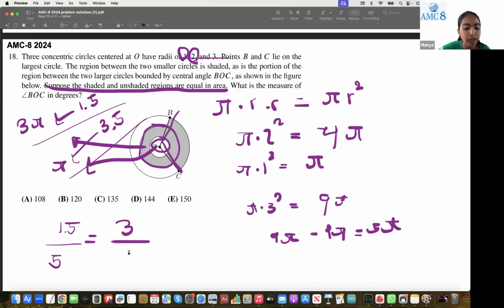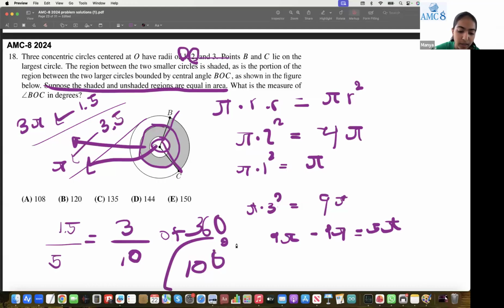Multiply the numerator and the denominator by 2, so we'll be getting 3 by 10. And then we have to do 3 by 10 of 360, since we know that there's 360 degrees in a circle. To solve this, we can divide by 10 and times 3, which will be giving us 36 times 3, which is equal to 108. So that means that the measure of BOC is equal to 108 degrees. And that's how we got our answer choice A.